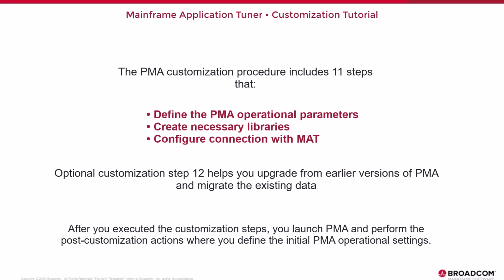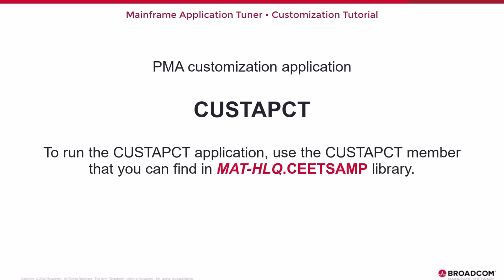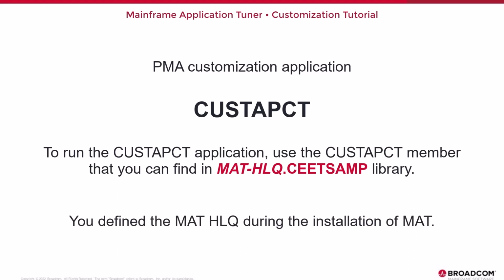After you execute the customization steps, you launch PMA and perform the post-customization actions where you define the initial PMA operational settings. The PMA customization application is called CustPCT. To run the CustPCT application, use the CustPCT member that you can find in the library shown here. You define the MAT high-level qualifier during the installation of MAT.